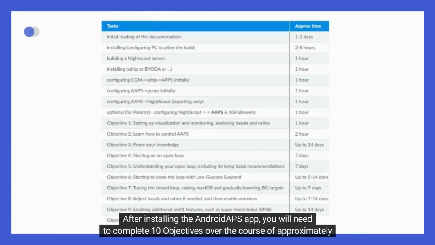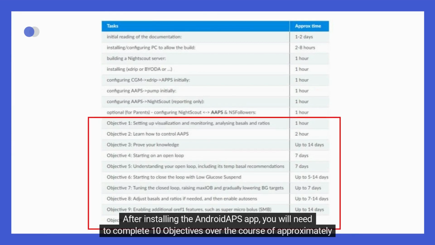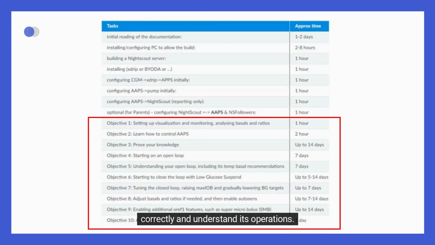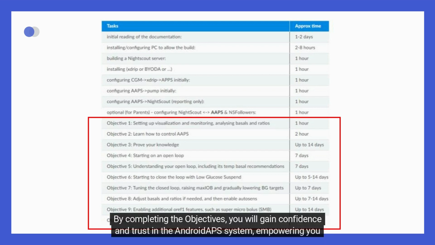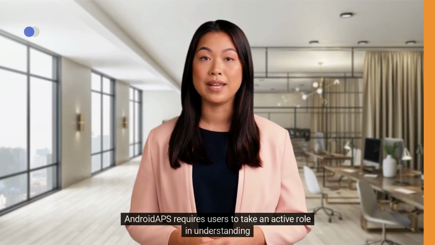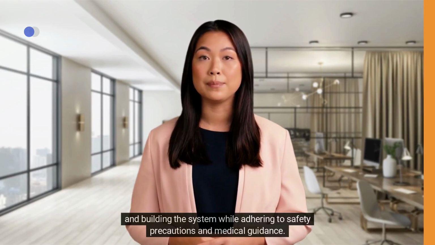After installing the AndroidAPS app, you will need to complete 10 objectives over the course of approximately 2 months. These objectives guide you through important features and settings, ensuring that you configure your system correctly and understand its operations. By completing the objectives, you will gain confidence and trust in the AndroidAPS system, empowering you to effectively manage your diabetes. In conclusion, AndroidAPS requires users to take an active role in understanding and building the system while adhering to safety precautions and medical guidance.